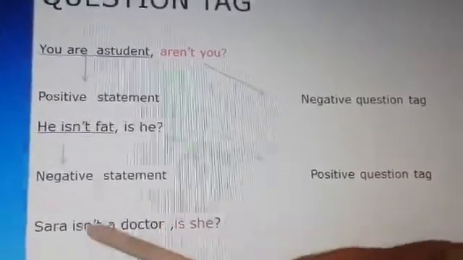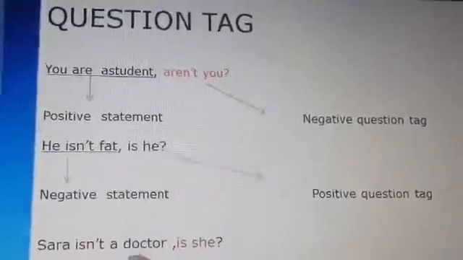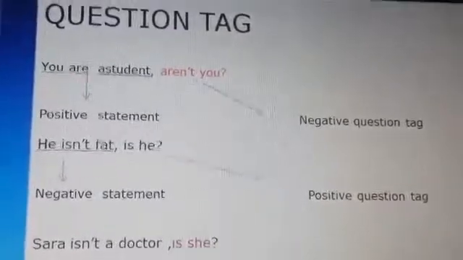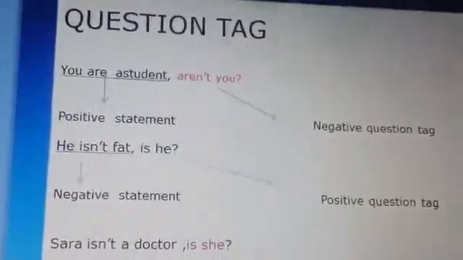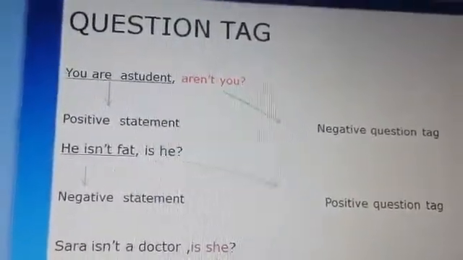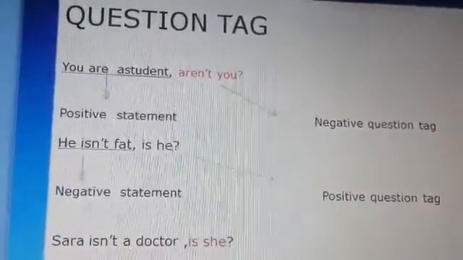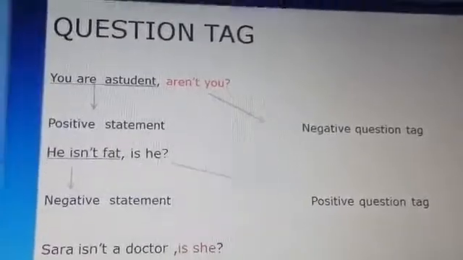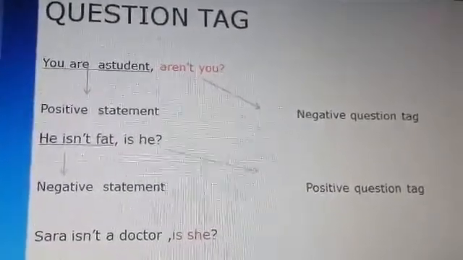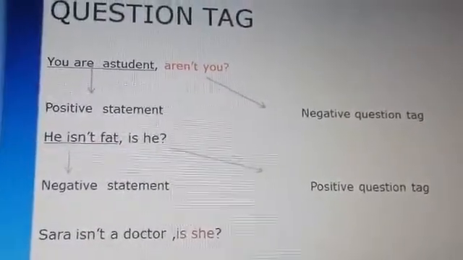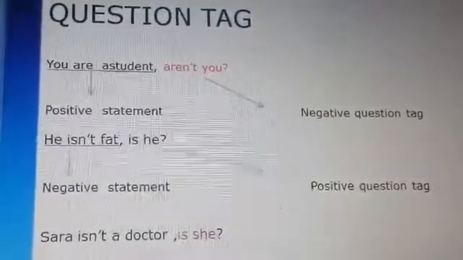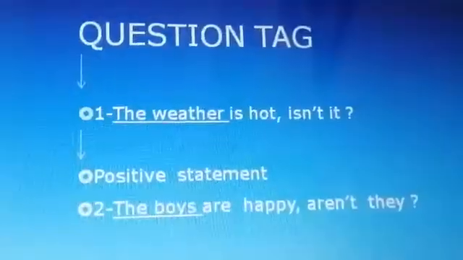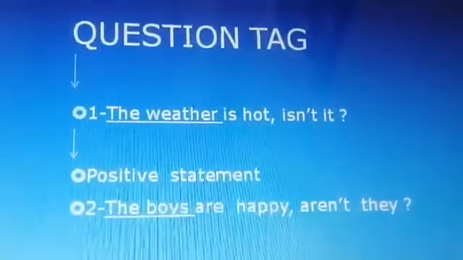Look at number 3. Sarah isn't a doctor, is she? Notice how we don't repeat the noun. We didn't repeat Sarah. We use the subject pronoun to avoid repetition. We said she instead of Sarah. So we change nouns into subject pronouns. Let's have some examples, shall we?